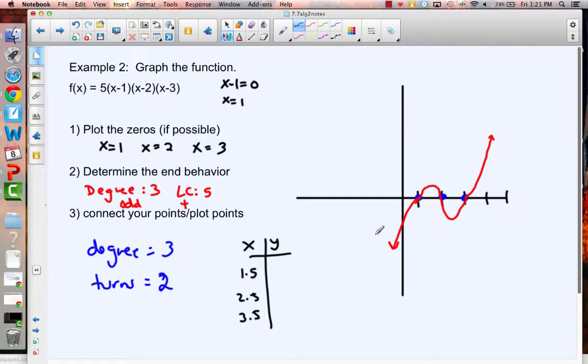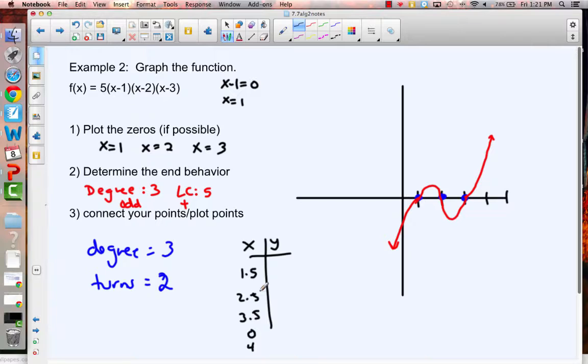And you could also pick something to the left of your 0 and the right of your 0. So maybe like plugging in 0 and 4. And this would be a really good way to get a very accurate graph, and I would highly suggest you do this. All right? So this is your basic function.